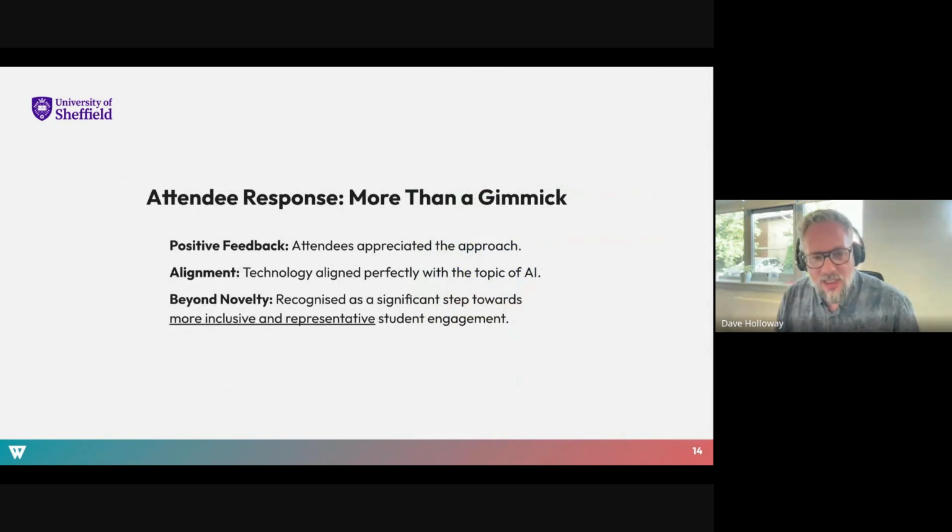The response from the attendees was actually really positive. There is obviously a slight concern. It's a bit of a gimmick. You're using AI to discuss AI, how actually accurate is it? But it was received pretty well, and the attendees got involved and took it on board in the spirit with which it was intended. It was helpful, of course, that the topic aligned with the technology that we were using. But what was genuinely noted, and a number of people spoke to me afterwards, was they definitely recognised it as a step towards a more inclusive and representative form of student engagement.